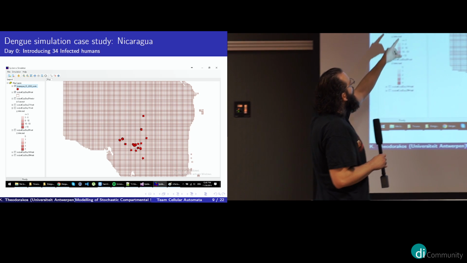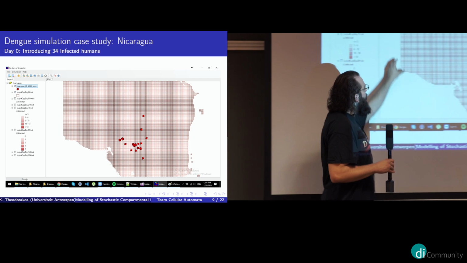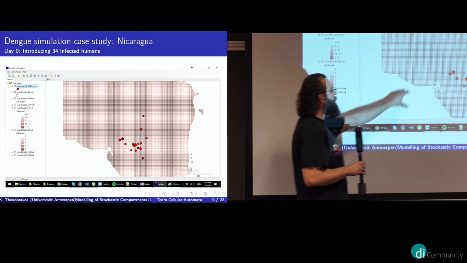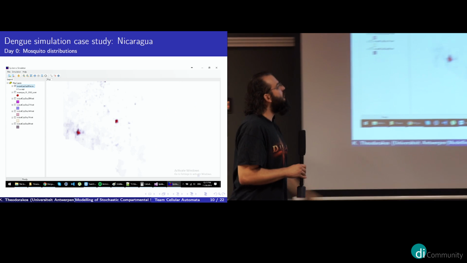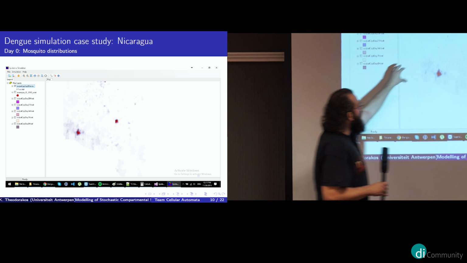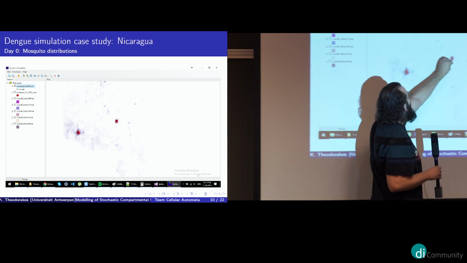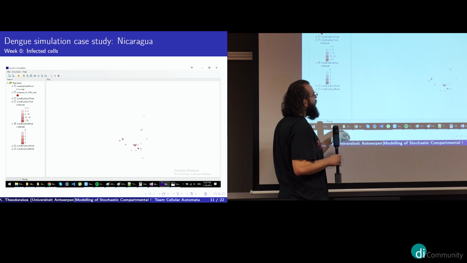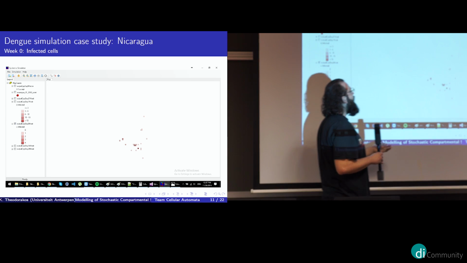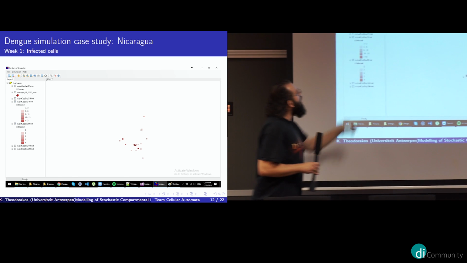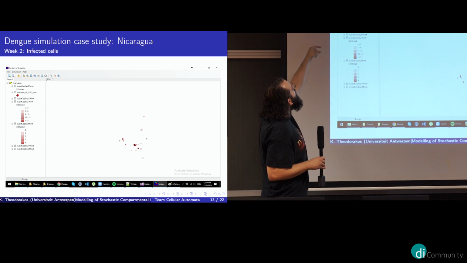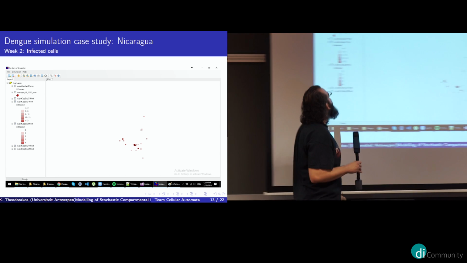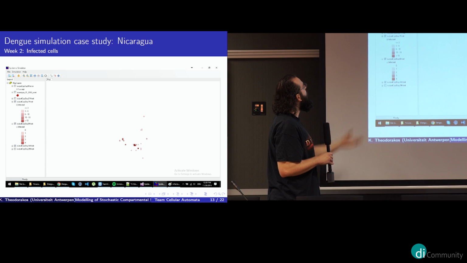So I studied Nicaragua. This is how the model was split. And I used historical data to introduce infected humans on day 0. This is the distribution of mosquitoes in this area. So in cities you have more mosquitoes. And this is at the first week. I translated the infected humans into cells. So these are the cells. And as we can see, week 1, week 2, week 3, the disease starts to spread to the nearby cells.